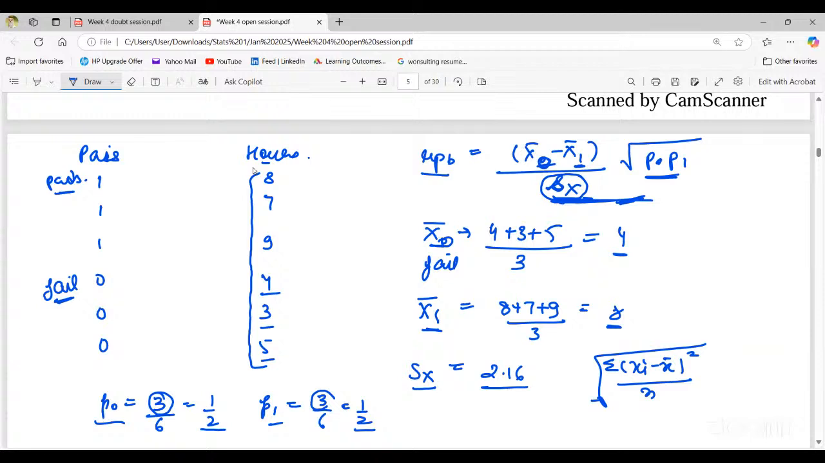Okay, thank you. And where won't the point biserial be working? I mean, where can we not consider this approach? We will only consider it when there is one categorical and one numerical variable. We can't calculate it for two categoricals or two numericals. It should be one categorical and one numerical. Okay, thank you.